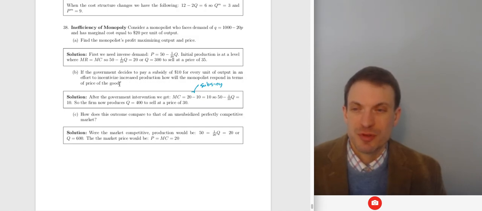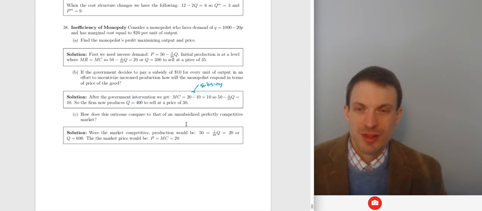Now, suppose the government pays a subsidy of $10 for every unit of output to incentivize increased production. How does the monopolist respond? Well, this is going to change the marginal cost, so we'll reduce the marginal cost to 10. So marginal cost is going to be 20 minus 10 as a result of the subsidy. So we'll set 50 minus 1/10 Q equal to 10. Now the firm produces more. Get a quantity of 400, sells at a price of 30.